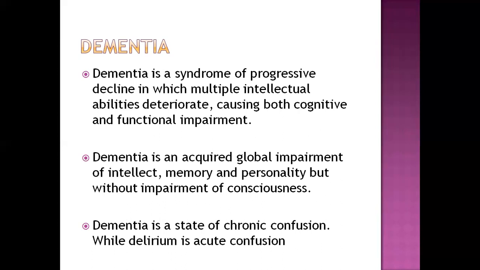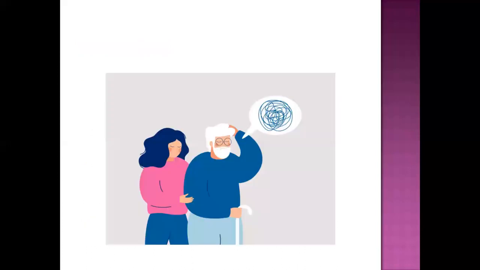Consciousness is still intact. Dementia can also be said as a state of chronic confusion, while delirium is an acute confusion. Delirium is another state, another psychological dysfunction, which is a state of acute confusion. But in dementia, we have chronic confusion. This is a picture showing chronic confusion.